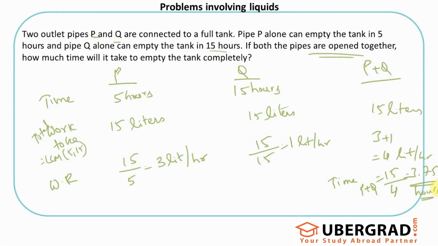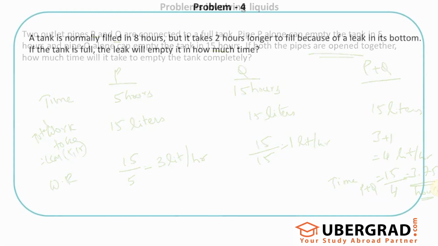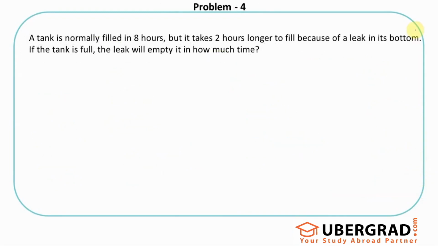Sometimes you will see that there is a pipe which is filling the tank and there is another pipe which is emptying the tank. So that is like doing a negative work. They both are doing opposite works. So one is doing positive and one is doing negative. So accordingly subtract and get the net work rate and calculate the required thing as per the given question. So another question. So this is on the tanks and liquids.